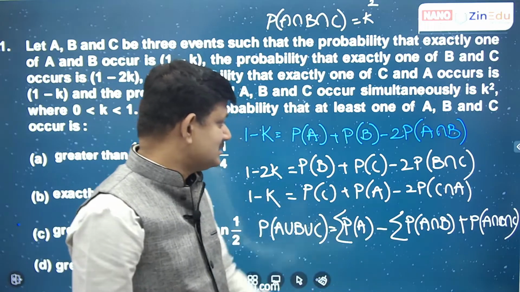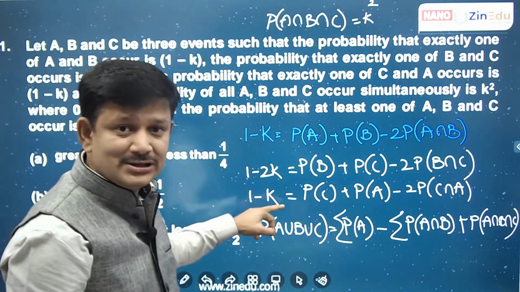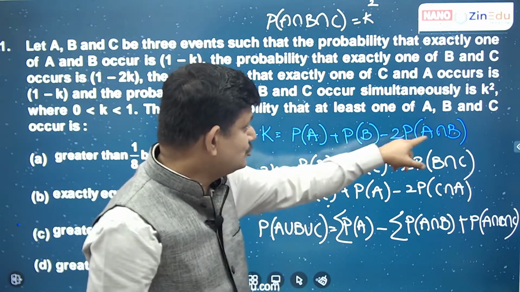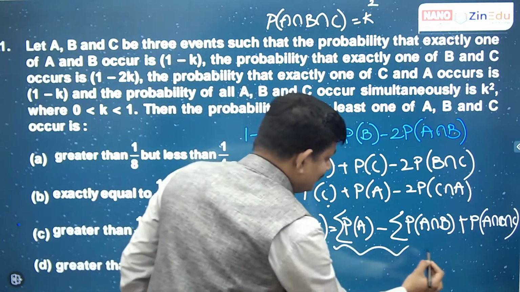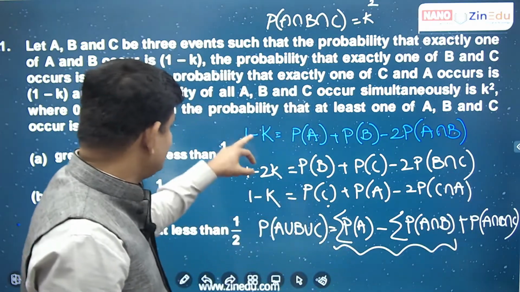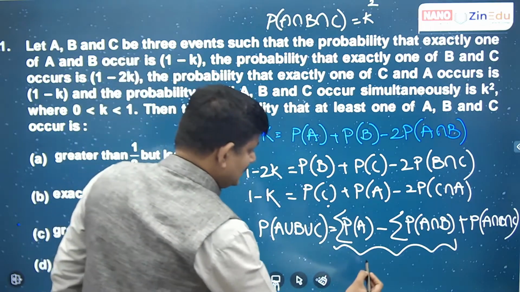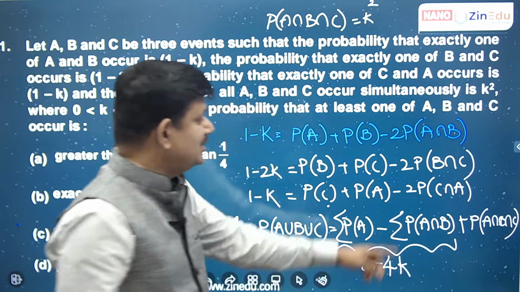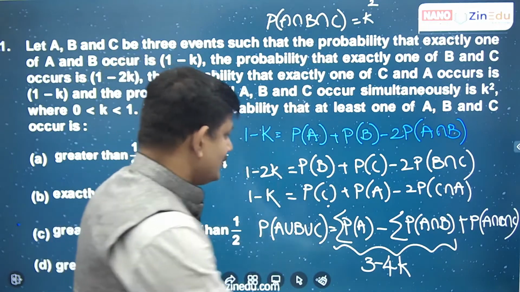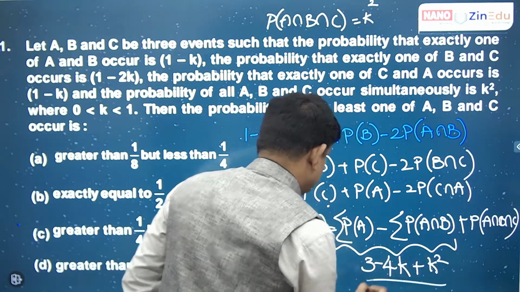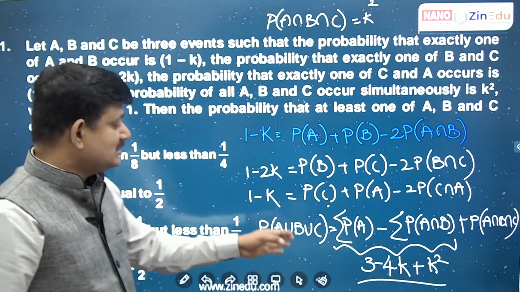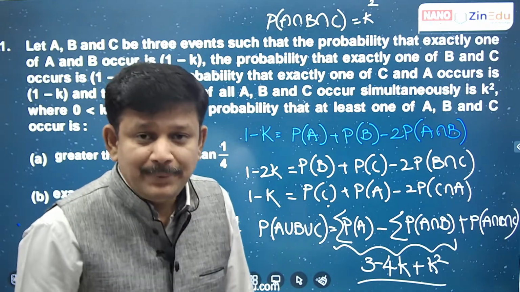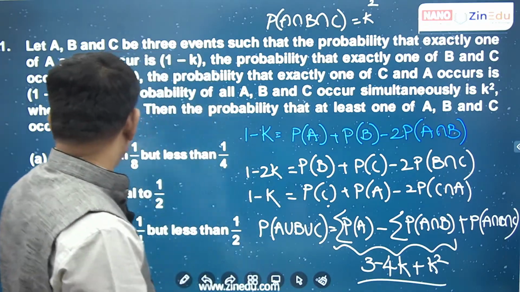Now how do we get this? Just simply add these three equations. What you can see? 2P of A, 2P of B, 2P of C minus 2 times of the pairwise terms. If I take common, it is this particular expression. So this entire expression is simply sum of these three. How much is it? 3 minus 4K. And what is P of A intersection B intersection C given to be? K square. So this is for you P of A union B union C, K square minus 4K plus 3.